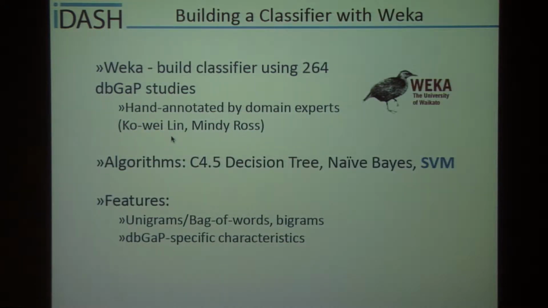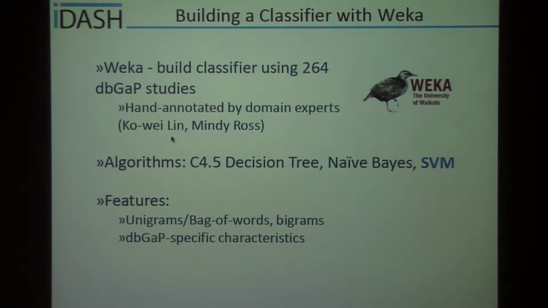In building my classifier, I used Weka, which is a collection of machine learning algorithms for data mining developed by the University of Waikato in New Zealand. And I built a classifier using 264 dbGaP studies that had been manually labeled by our domain experts at pFinder, Koei Lin and Mindy Ross. We focused on 3 different algorithms, a C4.5 decision tree, naive Bayes, and a support vector machine, which tended to give us the better results of those 3 algorithms. Initially, I constructed a binary lung or not lung classifier, which was tested using 10-fold cross-validation.